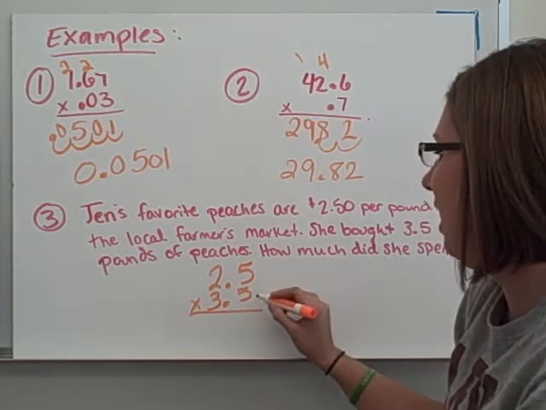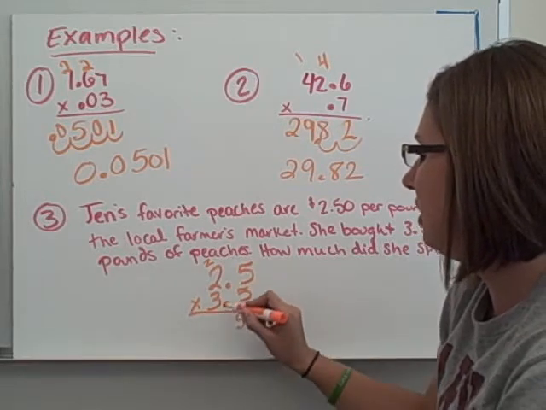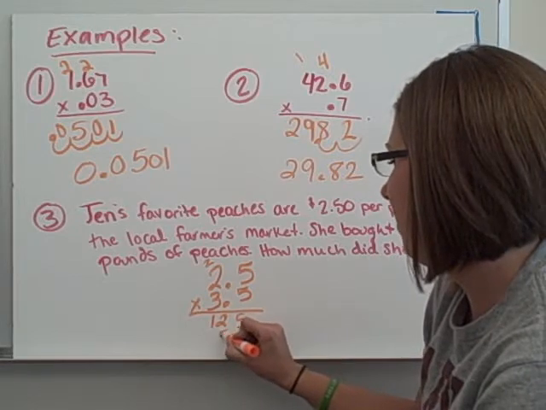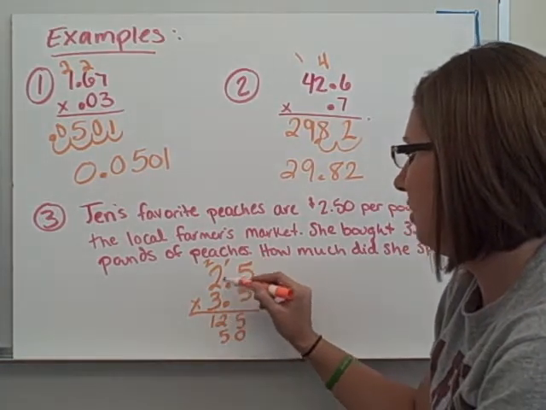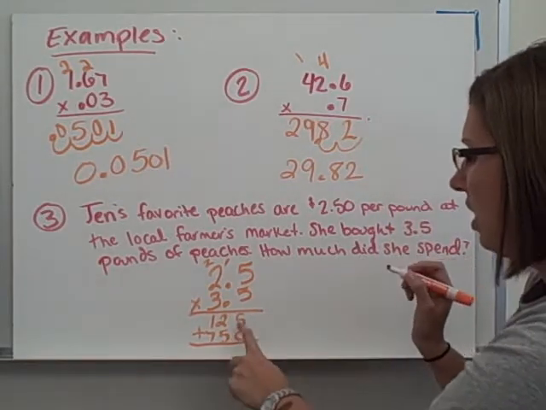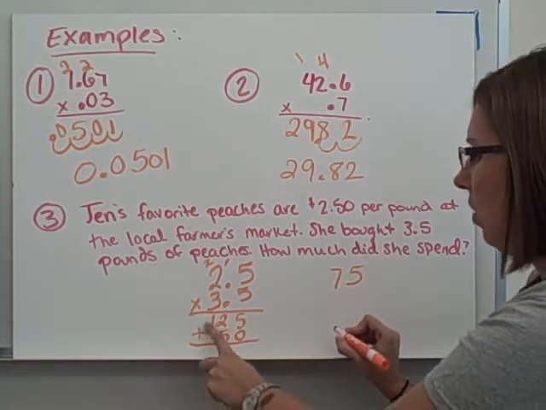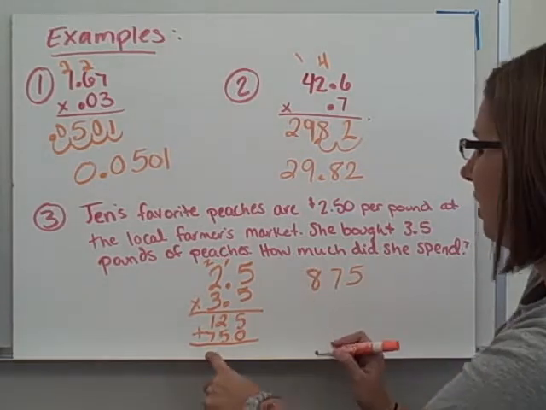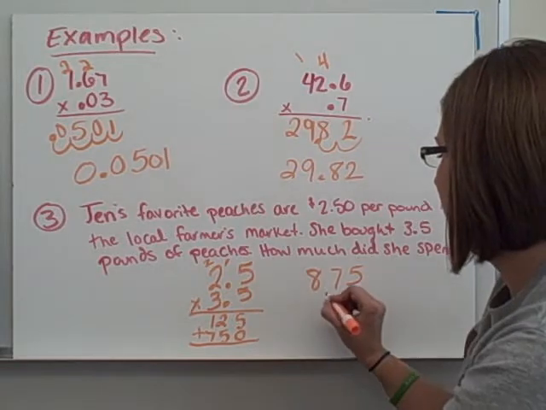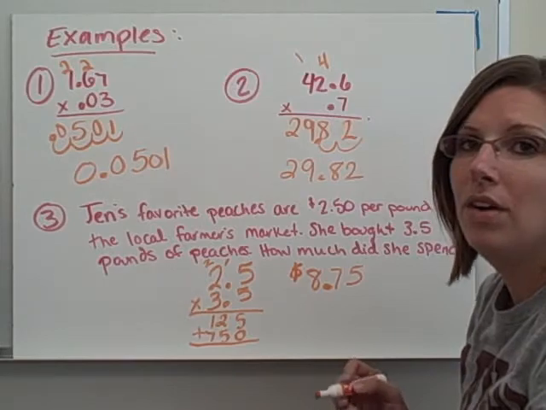So now I'm just going to multiply these out. 5 times 5 is 25, carry the 2. 5 times 2 is 10, plus 2 is 12. 3 times 5 is 15, carry the 1. 3 times 2 is 6, plus 1, 7. And I'm going to put my result over here. 5 plus 0 is 5, 2 plus 5 is 7, 1 plus 7 is 8. And then I just double check. I've got 2 numbers behind the decimal, so I'm going to move the decimal over 2 places. She's spending a total of $8.75 for her peaches.